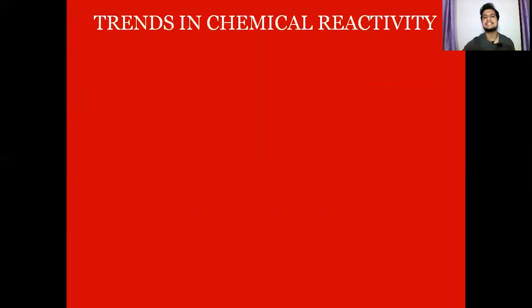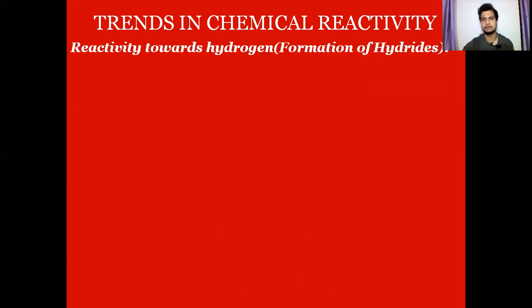Okay, coming to the trends in chemical reactivity. What are the trends in chemical reactivity? How does it vary? We'll try to take 3 trends: reactivity with hydrogen, reactivity with oxygen, and finally we'll come to halides. Let us start with reactivity towards hydrogen. As I've already mentioned before, whenever an element forms a compound with hydrogen, we call it hydride. So basically it is the formation of hydride.